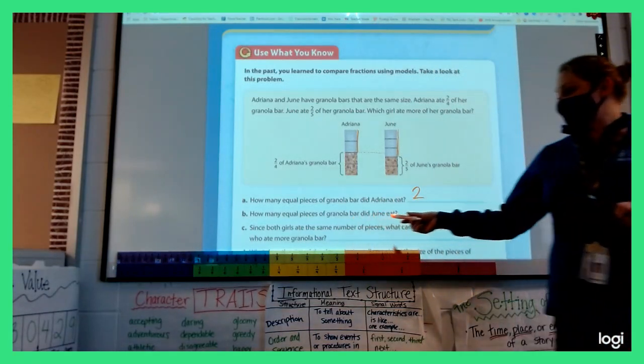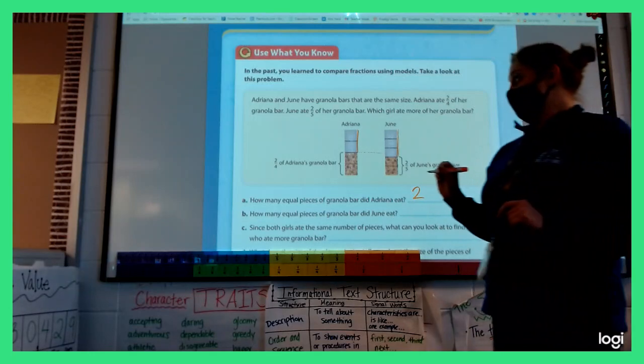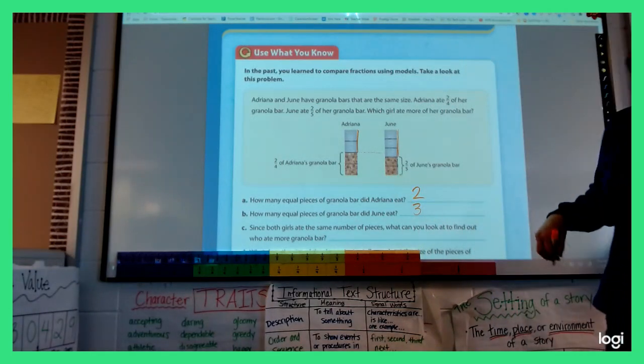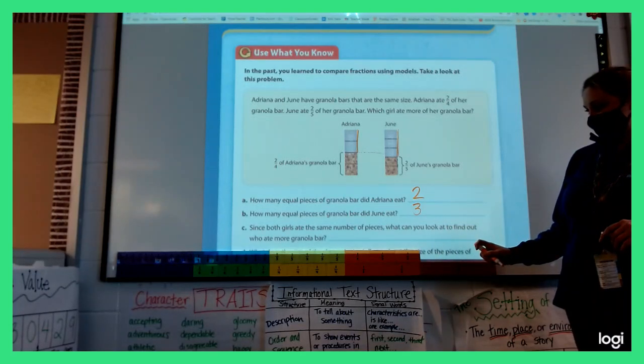How many equal pieces of granola bar did June eat? Zoe? 3. Whoa, whoa, whoa. Oh, yep, she did, sorry. I was already looking at this again. Since both girls ate the same number of pieces.